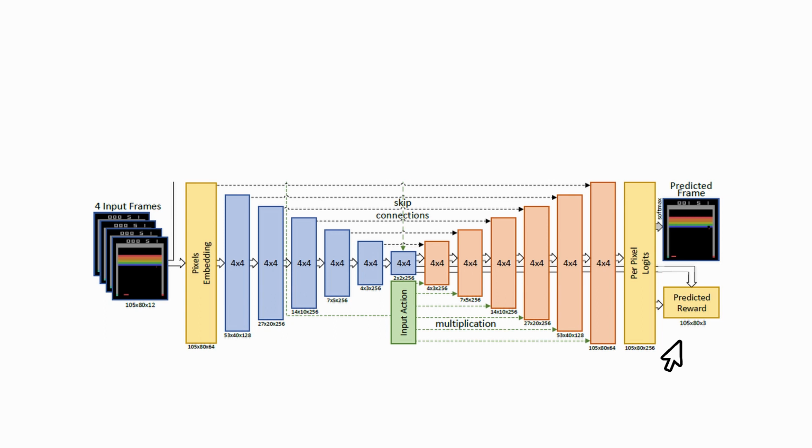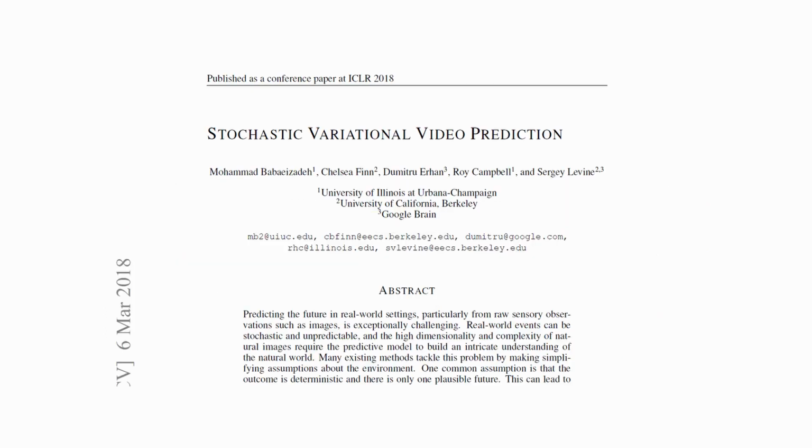Then we get to the interesting part. To predict plausible futures instead of a deterministic one, it takes inspiration from the method developed in the paper Stochastic Variational Video Prediction, that builds a stochastic variational method for video prediction.